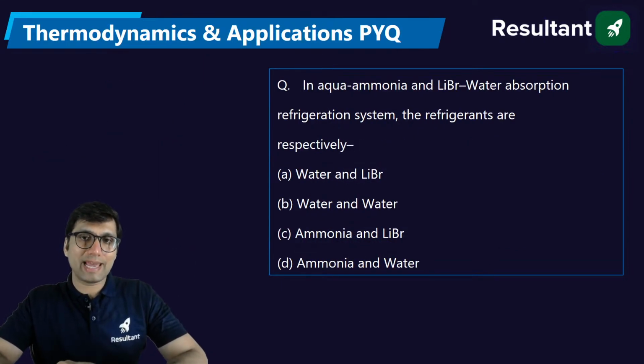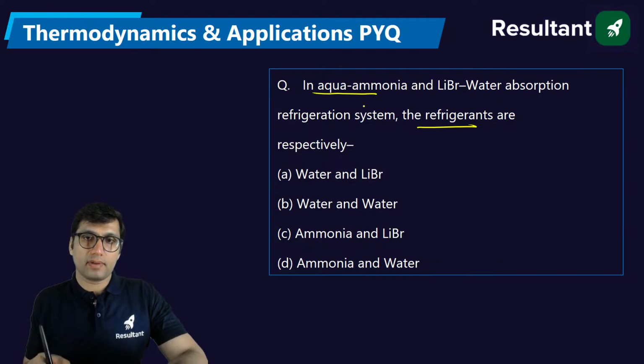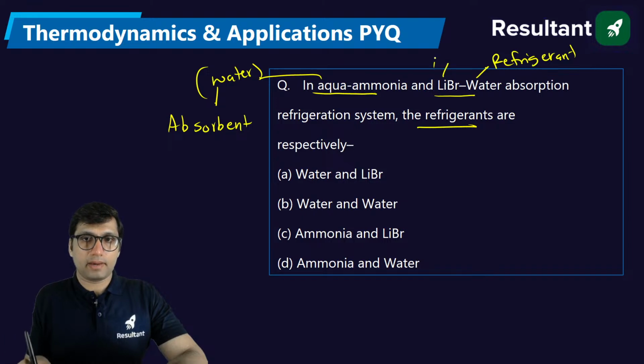In aqua ammonia and lithium bromide system, the refrigerants are respectively. When we say aqua ammonia and lithium bromide system, in aqua ammonia, aqua stands for water, and water is basically an absorbent, while in the lithium bromide system, water is the refrigerant, and lithium bromide becomes the absorbent.